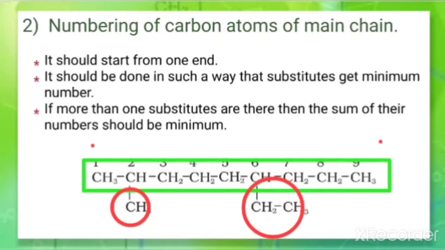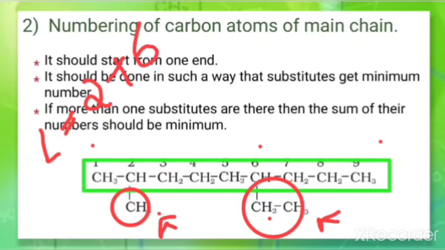If we start the numbering from the left hand side, what is the position of the methyl group? This is the methyl group, and its position when we count from the left hand side is the second position. And what is the position of the ethyl group? This is the ethyl group, and its position is the sixth position. That means we make the sum of the positions of the substituents. The sum is 8. We have to do this only in cases where we have more than one substituent.